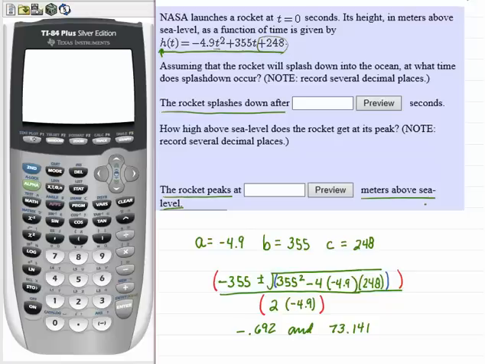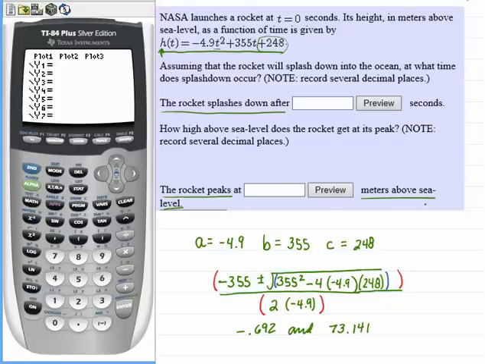So first thing I would do is plug this into my calculator. So I'm going to type in negative 4.9. Now instead of t, I have to use x, so I'm going to use x squared plus 355t, and again I'm using x, plus 248. Okay, I'm just going to go ahead and hit graph, and I'm going to have a problem here because when I graph it, whoops, I get a syntax error there.